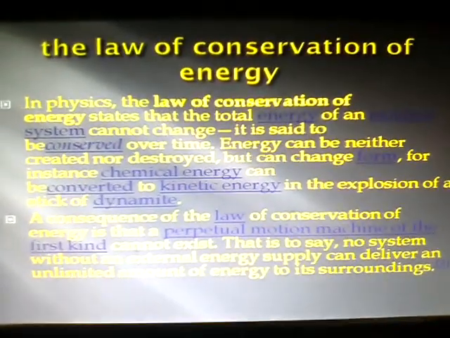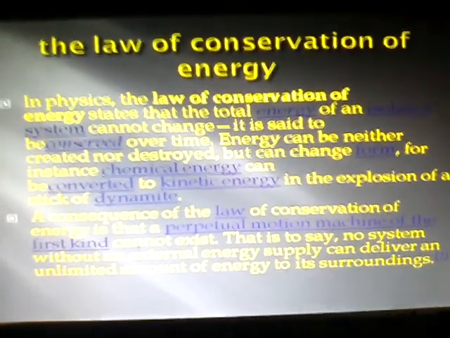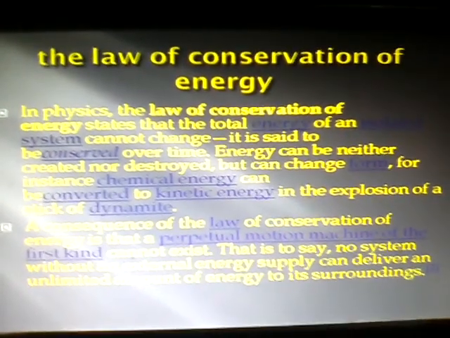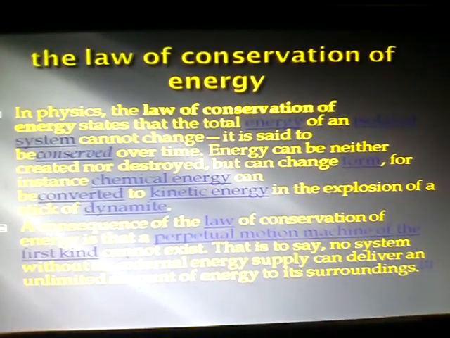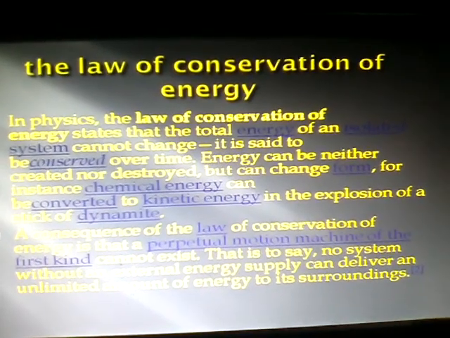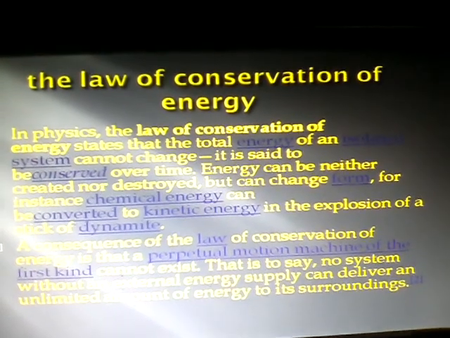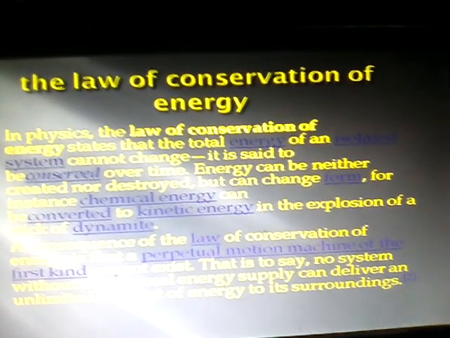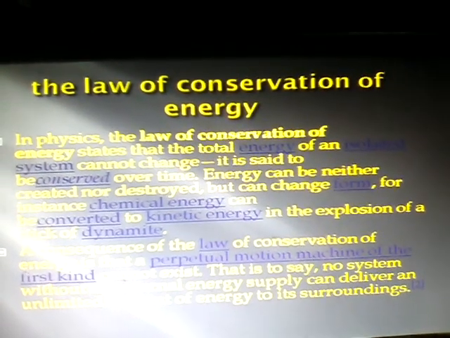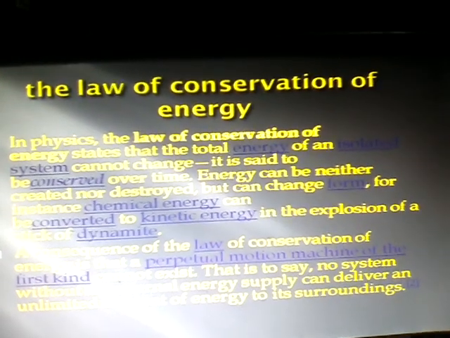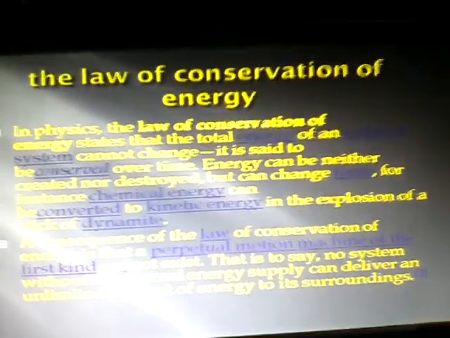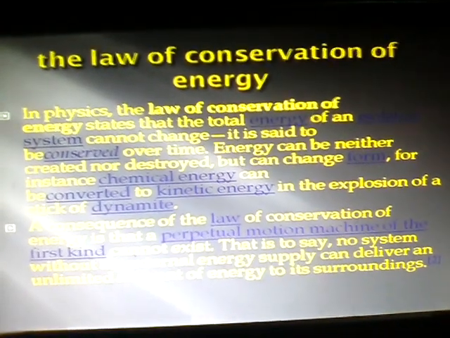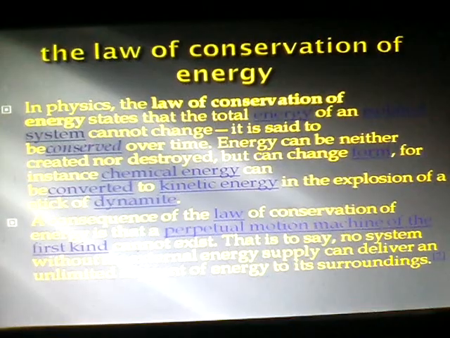In physics, the law of conservation of energy states that the total energy of an isolated system cannot change. It is said to be conserved over time. Energy can be neither created nor destroyed but can change form. For instance, chemical energy can be converted to kinetic energy in the explosion of a stick of dynamite. A consequence of the law of conservation of energy is that a perpetual motion machine of the first kind cannot exist. That is to say, no system without an external energy supply can deliver an unlimited amount of energy to its surroundings.